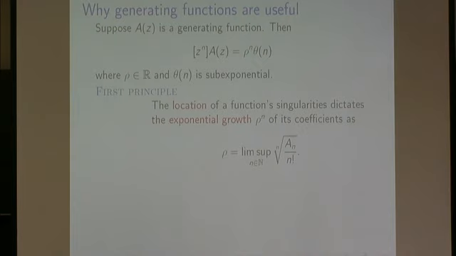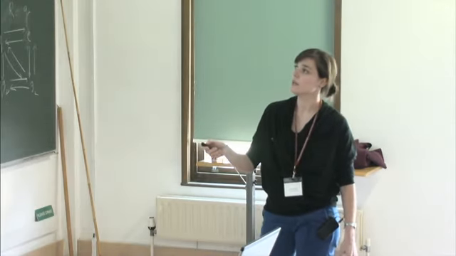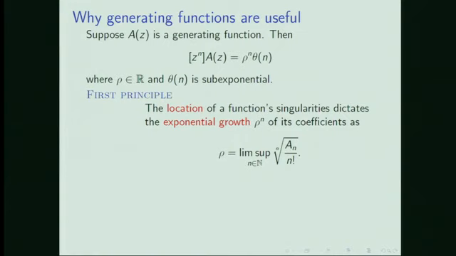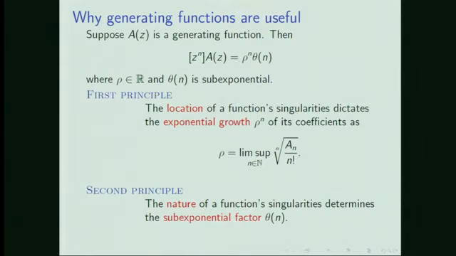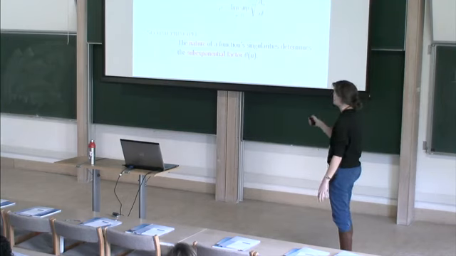Okay. What's the first principle of analytic combinatorics? Well, the location of the function's singularities will determine the exponential growth. That's something you all know from your first analysis class, because that's basically the radius of convergence. If I know the radius of convergence, I know this part. And the second principle is, if I want to get access to the sub-exponential factor, that's determined by the nature of the function's singularity. So depending on how violently it grows around its singularity, I can get this sub-exponential factor.